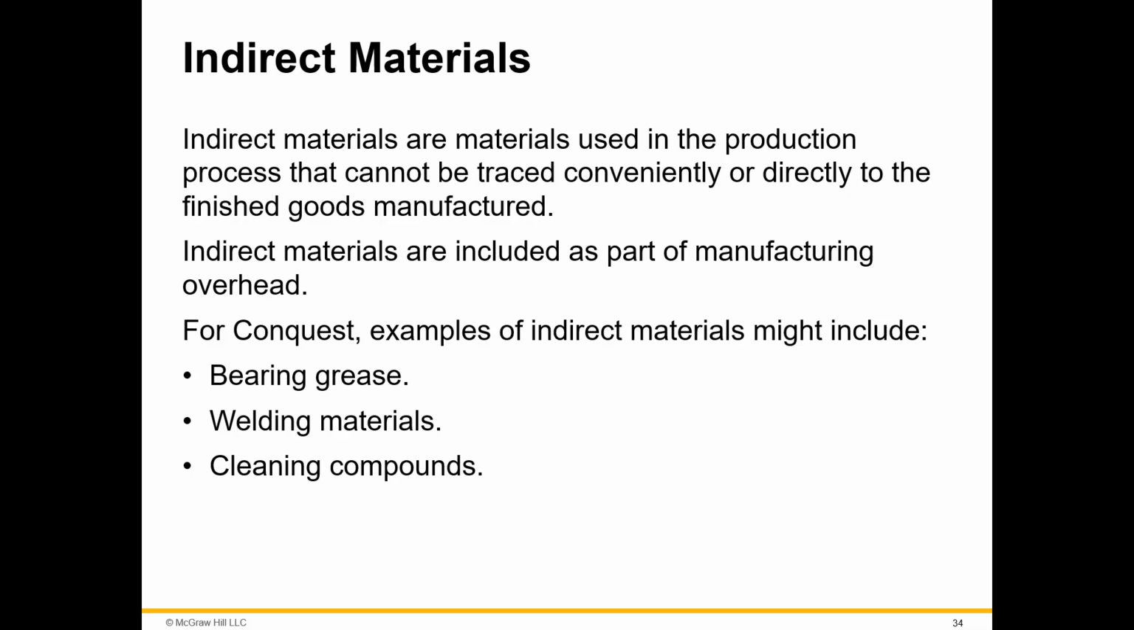We also have indirect materials. Okay, this is going to show up as manufacturing overhead: bearing grease, welding materials, cleaning compounds. We're not going to be able to actually see how much grease is there. It's not going to be a major component part. How about welding materials or cleaning compounds? Really hard to trace these. And notice it says these indirect materials cannot be traced conveniently or directly to the finished goods manufactured.